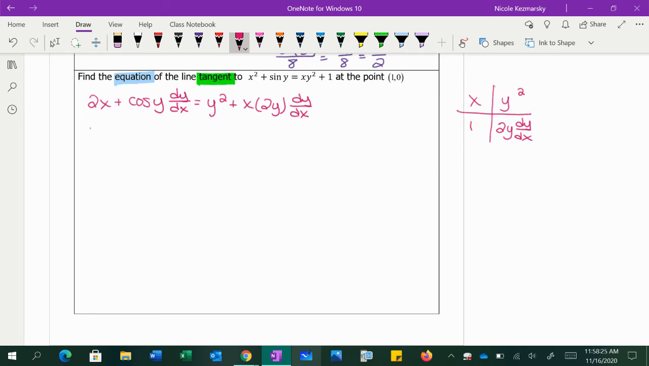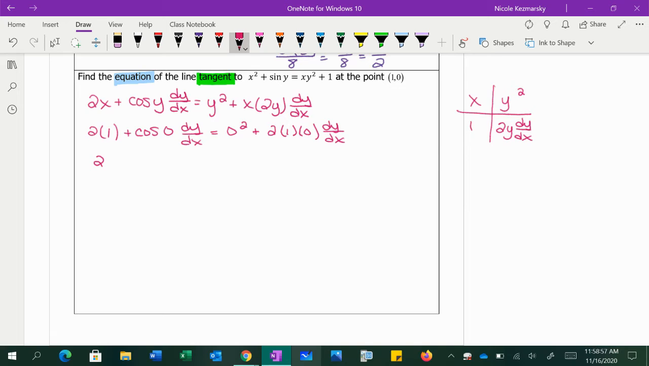So you could say 2 times 1, plus cosine of 0 dy/dx equals 0 squared plus 2 times 1 times 0 dy/dx. And start to simplify. So 2 times 1 is 2.